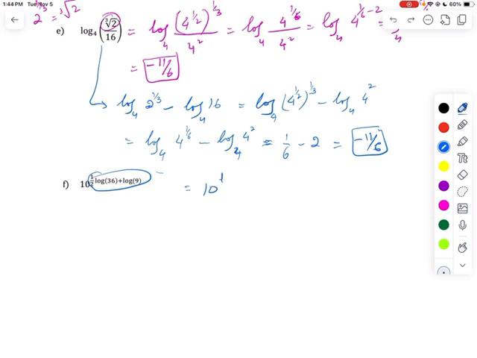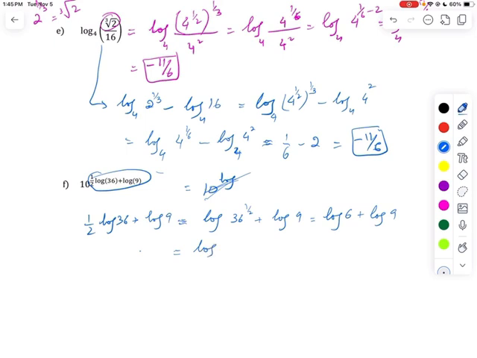Now you can also do it like this. Instead of doing it that way, we can take this quantity, the power, and work with this. So this will give me log of 36 raised to 1/2 plus log of 9. Now log of 36 to the 1/2 is log of 6, so log of 6 plus log of 9. So we get log of 54, 6 into 9, which is 54.